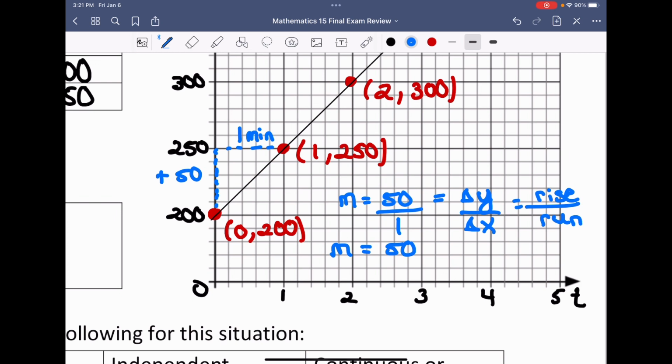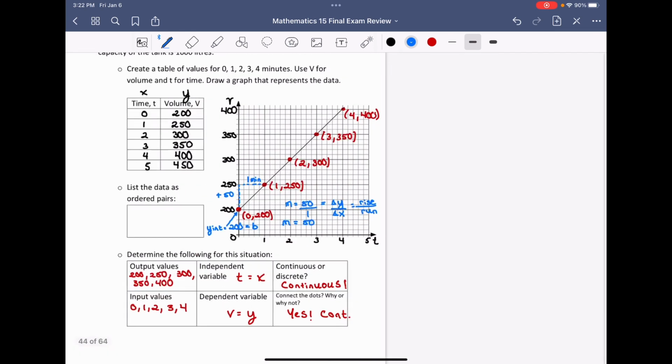Now our y-intercept, it appears right here. This is where it crosses the y-axis. What is that? It's a y value, or our y-intercept is equal to 200. So our b value is equal to 200. Now, if we go back to the equation, we need to find a slope of 50 and a y-intercept, or b value, equal to 200. Let's see which one it is.